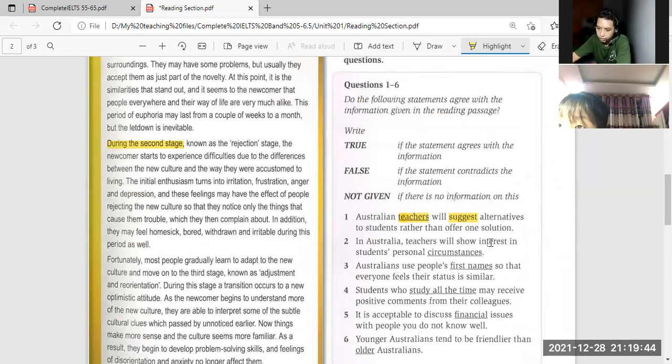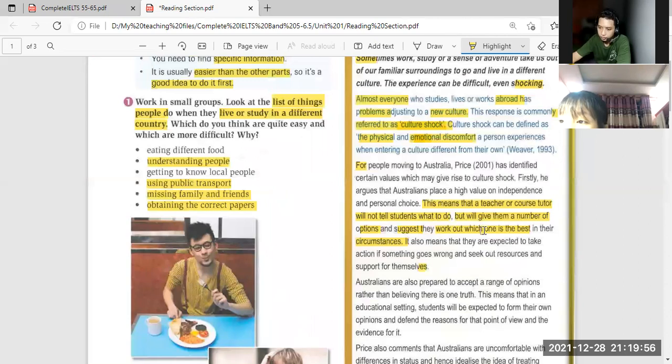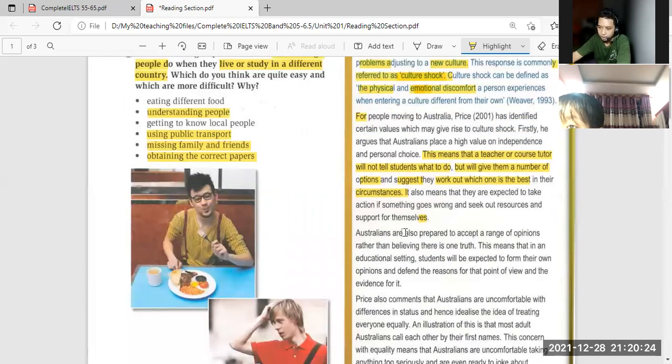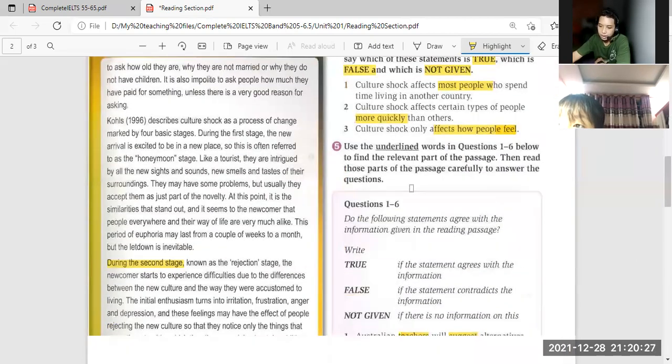It is true. Okay, why do you think it's true? Because in the paragraph, it says that a teacher or a course tutor will not tell the students what to do, but will give them a number of options and suggest and work out which one is the best in their circumstances. Okay, very good. Now let's look at number 2.